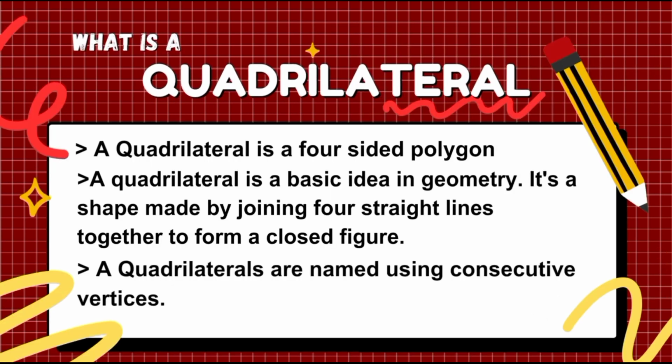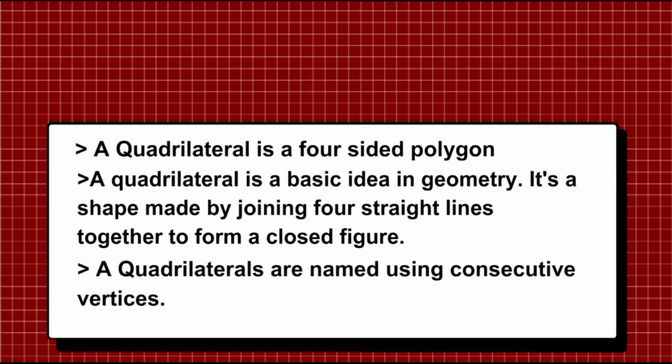What is a quadrilateral? A quadrilateral is a four-sided polygon. A quadrilateral is a basic idea in geometry. It is a shape made by joining four straight lines together to form a closed figure. Also, quadrilaterals are named using consecutive vertices.